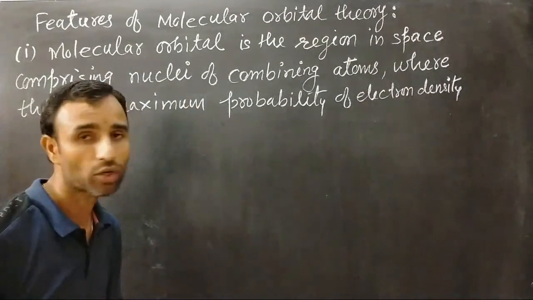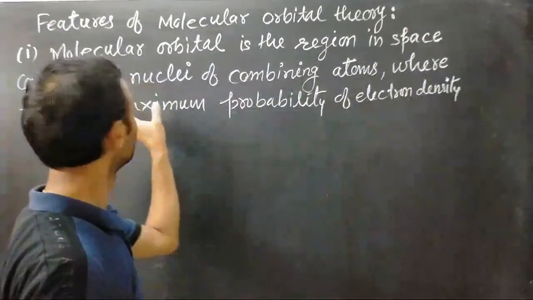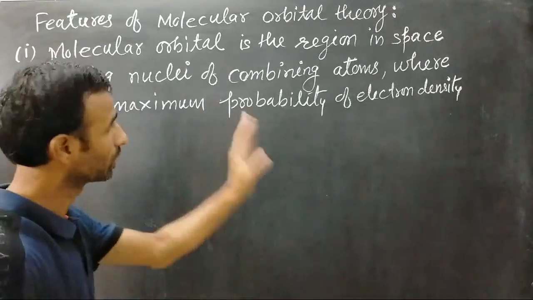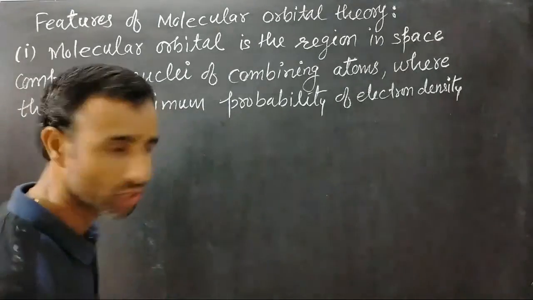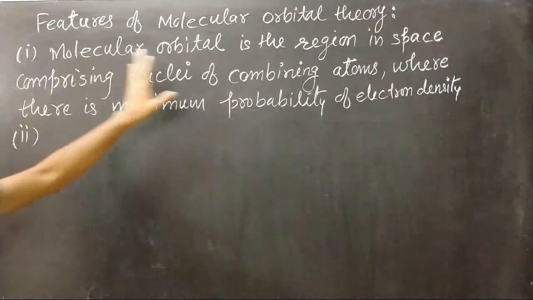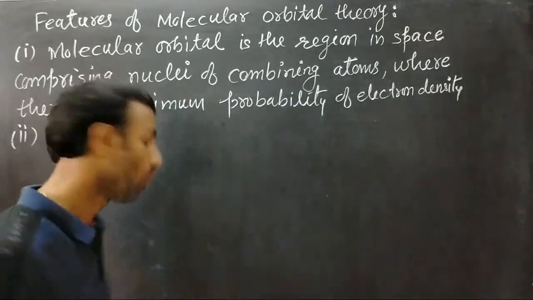Atomic orbital is again the region in space around the nucleus, a particular nucleus, where the probability of finding the electron is maximum, right? Now this is the first feature of molecular orbital theory, that is, what is molecular orbital.